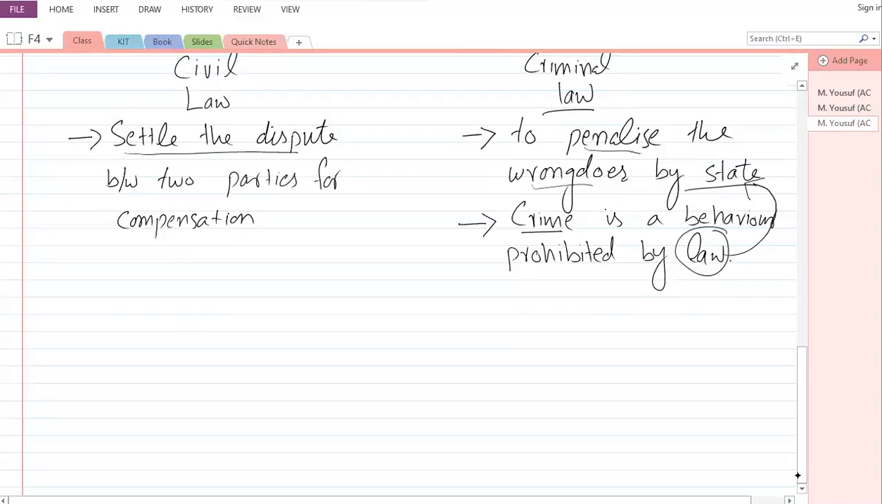So let's take an example for that. For example, if A punches B, this is an event that occurred.